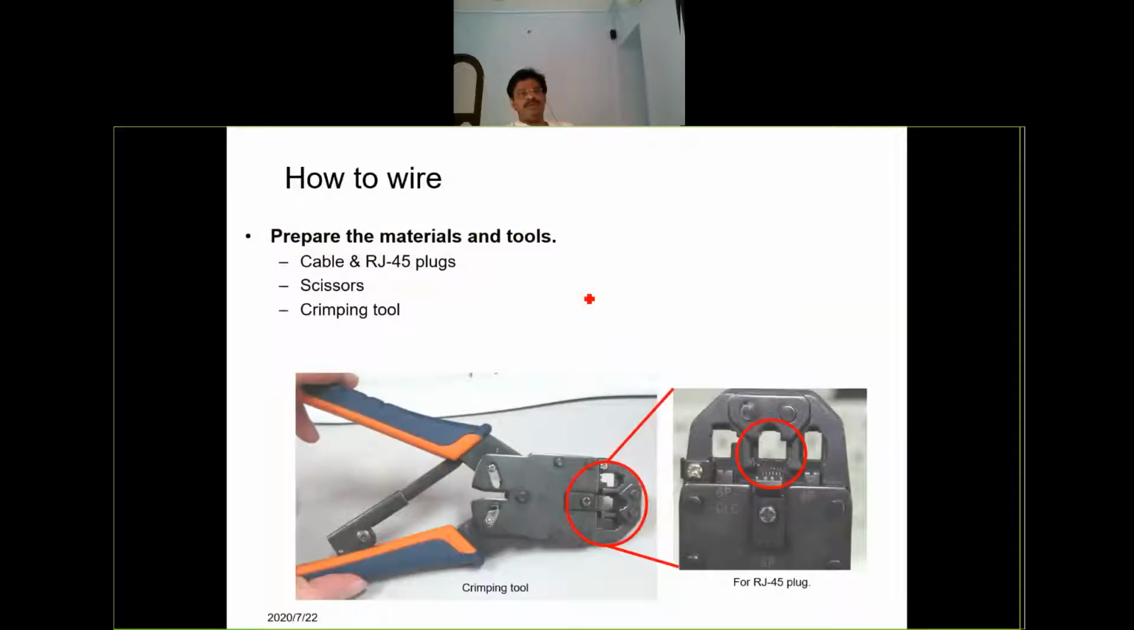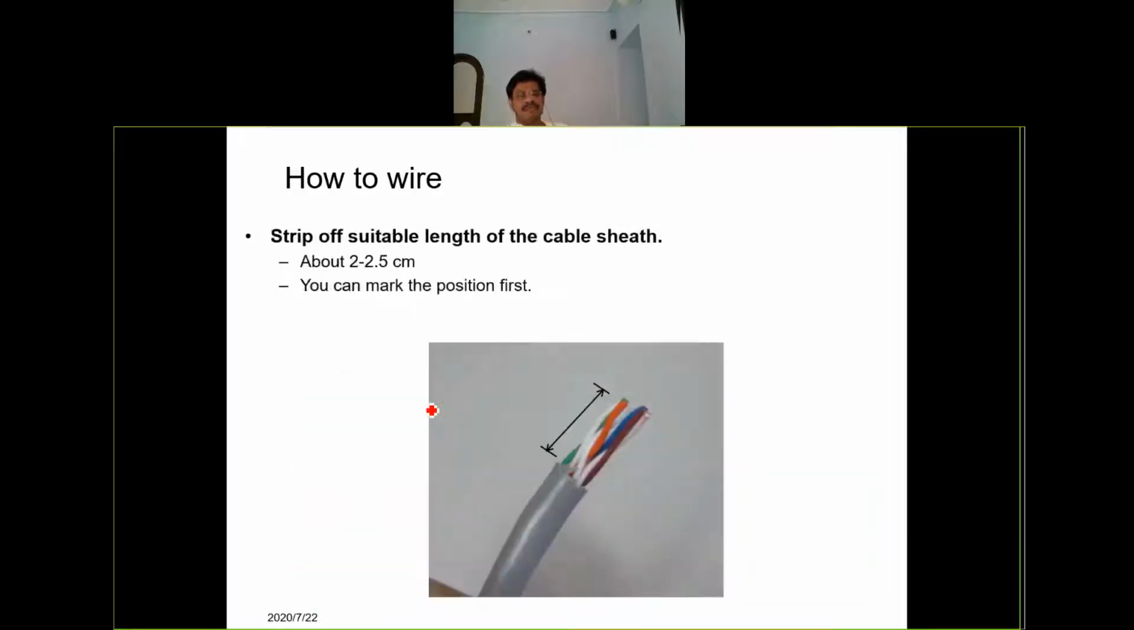Then how to prepare those cables? For preparing the cables, we need an important tool, known as the crimping tool. For preparing the cable, we need an RJ45 type of jack, scissors for removing the insulation from the conductors, and a crimping tool. This tool is very, very important. How to prepare those cables? This is the process for preparation.